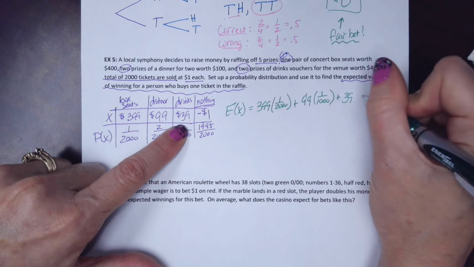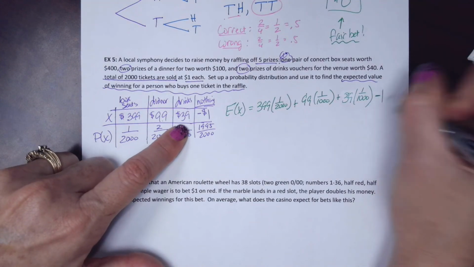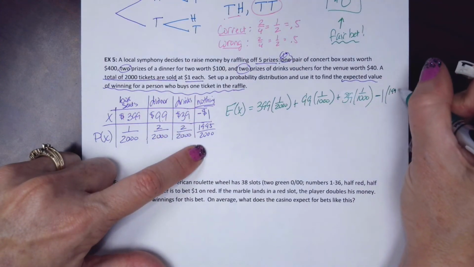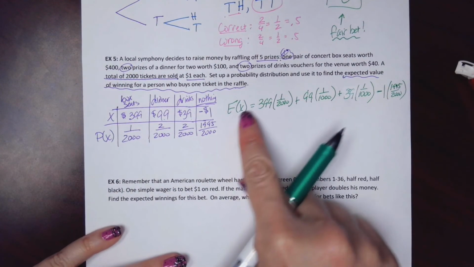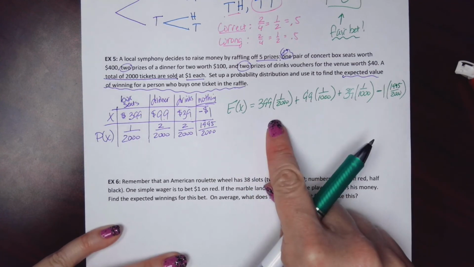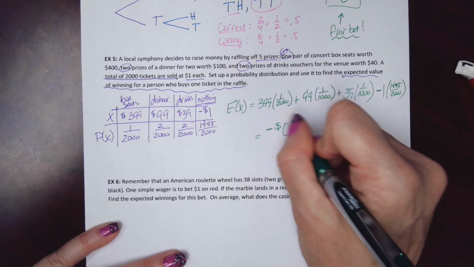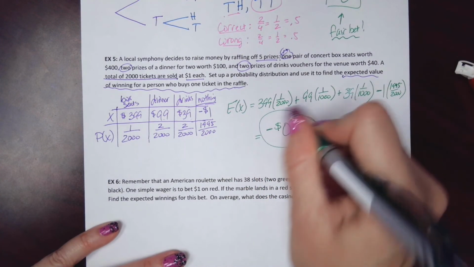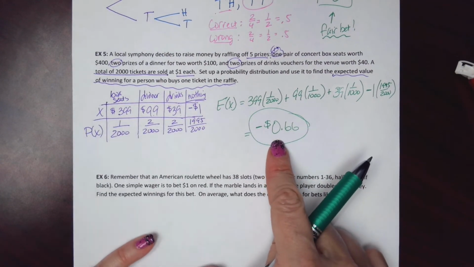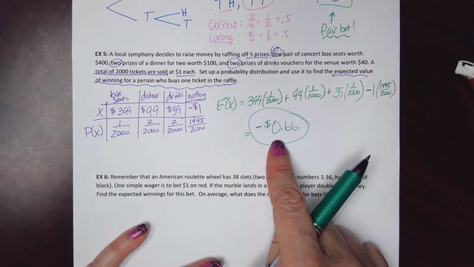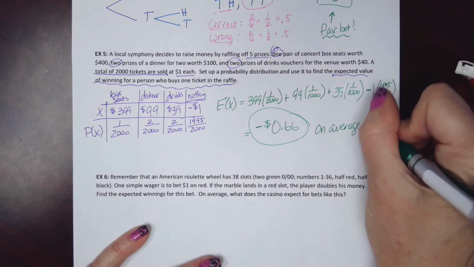So 2 drink vouchers, that would be again 1 over 1,000 or 2 over 2,000, minus 1 times the vast majority of the tickets, because most of them are not winning tickets. When you plug all this into your calculator, assuming you use correct order of operations, you come out with a negative expected value of negative 66 cents. Now, no one spent 66 cents on a ticket. You spent $1 on a ticket, but the average expected outcome, the average loss, is 66 cents.